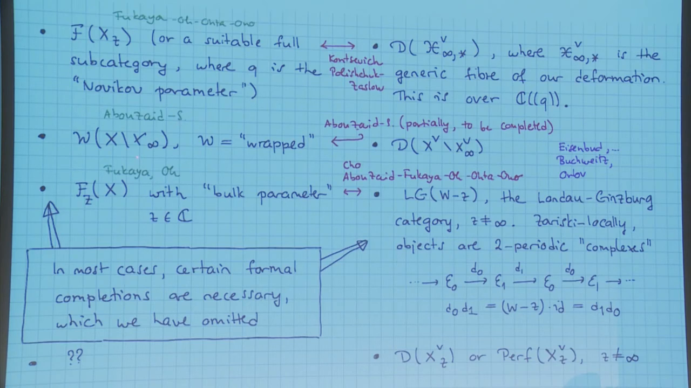These wrapped Fukaya categories were introduced by a bunch of people, among them Abouzaid and myself. Actually, this particular special case you could do by hand, but these kinds of arguments that actually compute the wrapped category probably should also be credited to the two of us. This thing here, the FZ, done by Yong-Geun Oh and Fukaya and Cho and a number of other people, sort of proved this.